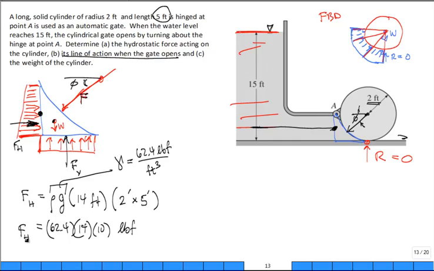Now let's take a look at F of V, sorry. It's the pressure at the centroid times its area. It's going to be rho g times a depth of 15 foot, true? And what is its area? Is it 2 times 5 foot? 10 square foot. So instead of 14 foot, put in 15 foot and you'll get a larger F of V. True?